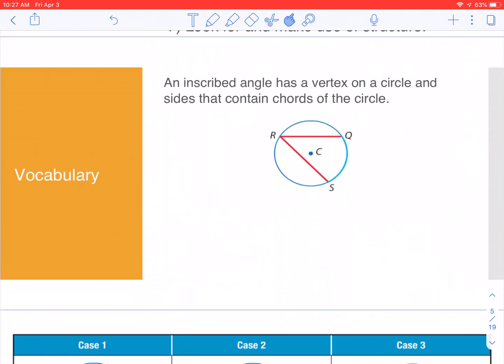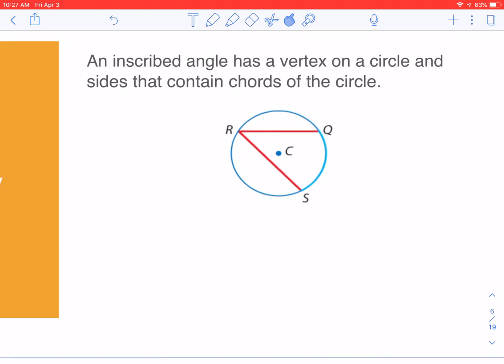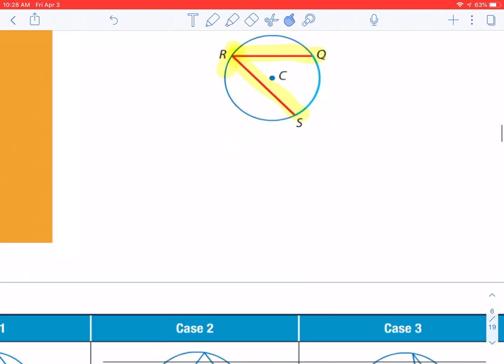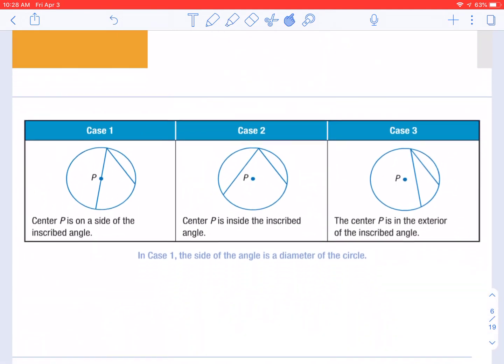Okay, so here's an inscribed angle. It has a vertex on the edge of the circle. So here's our vertex right there. R is the vertex, and the sides are chords. I'll highlight those. And that is an inscribed angle. There are three different types of inscribed angles.